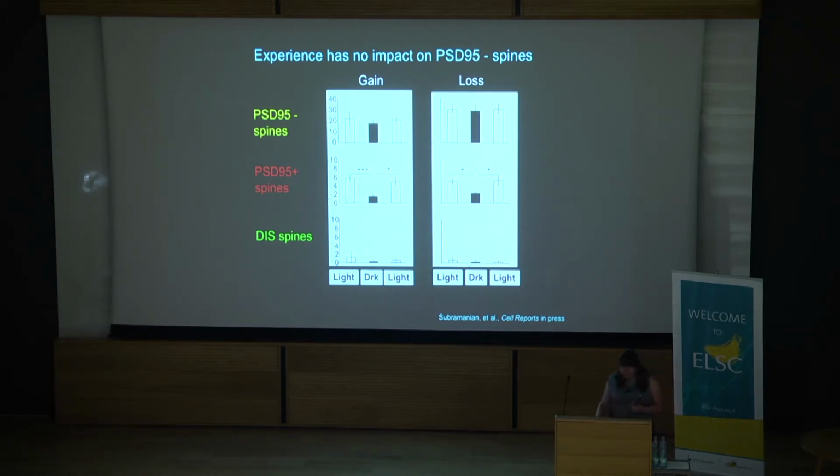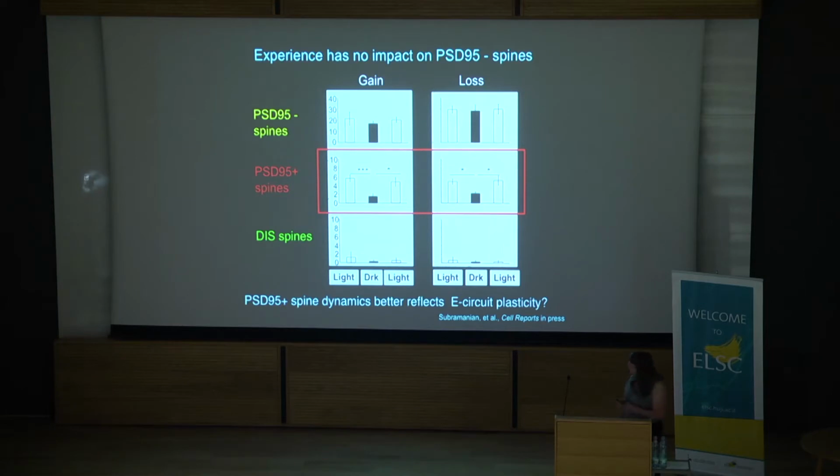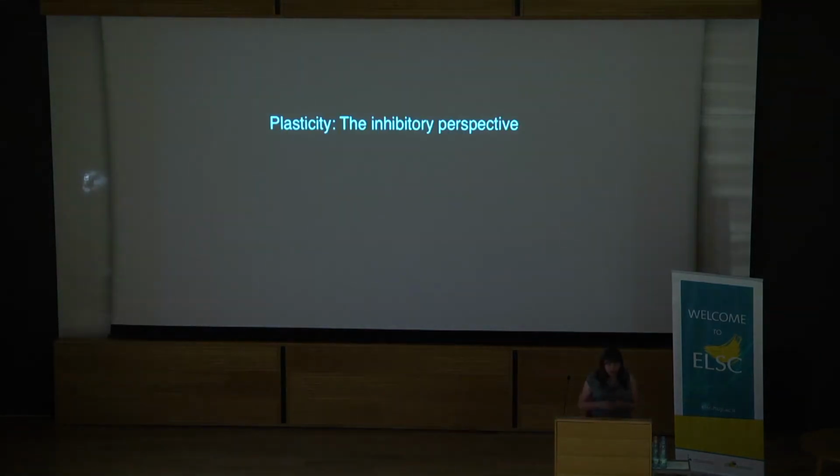So my suggestion would be that since this category is the only one that is influenced by experience, the measure of PSD95-positive spine dynamics is a much better reflection of excitatory circuit plasticity than net spine dynamics, where you're not actually looking at the fraction of the circuit that is long-term and is impacted by experience. Okay, so now I wanted to switch to the inhibitory perspective.